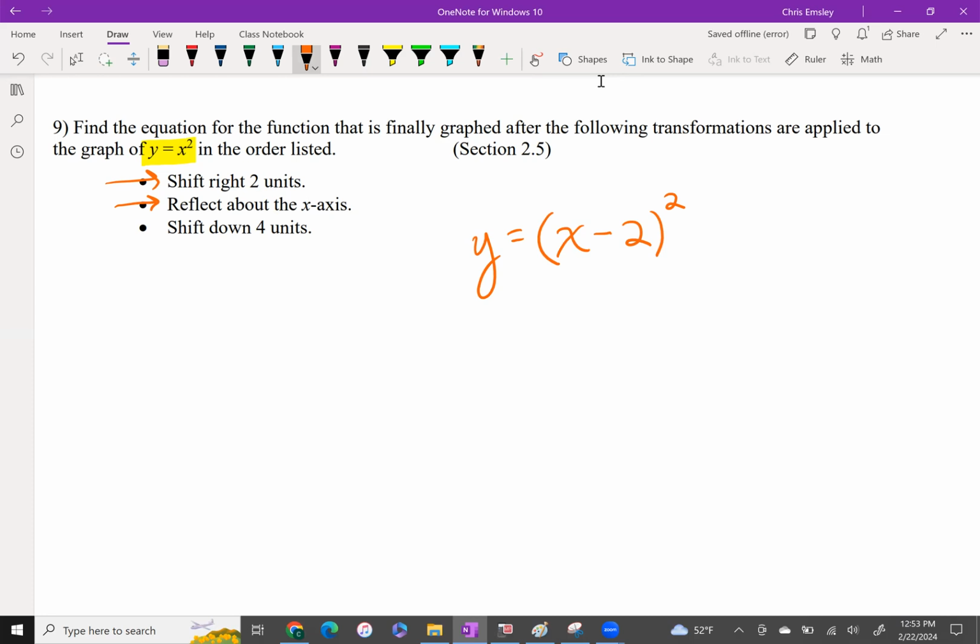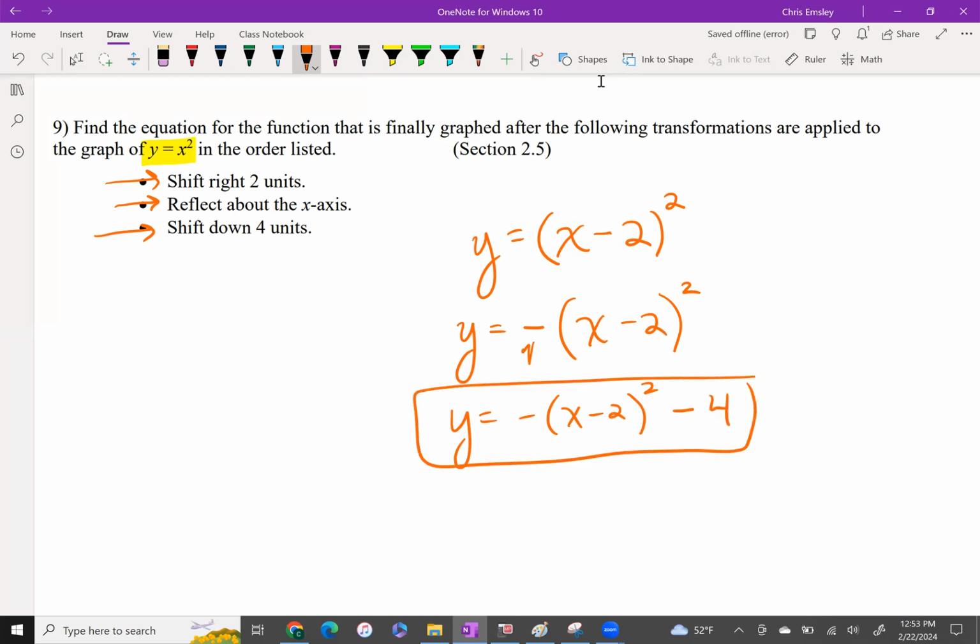Next up, we want to reflect about the x-axis. Reflecting about the x-axis is a vertical change. That would be a negative sign outside of our function. And then finally, we want to take this and shift it down 4 units. So that's going to be a vertical change. So our last step is to have that minus 4 out there at the end. Now, this negative sign did not affect the shift down because of the order of these transformations. If these two would have been switched, we would have had a little bit different work here. But this is what we get for the order that we were given in number 9.